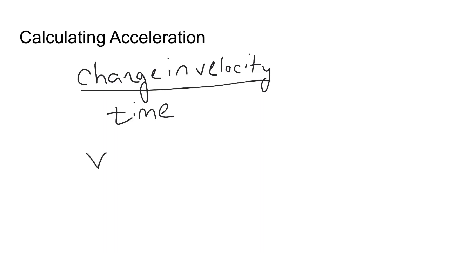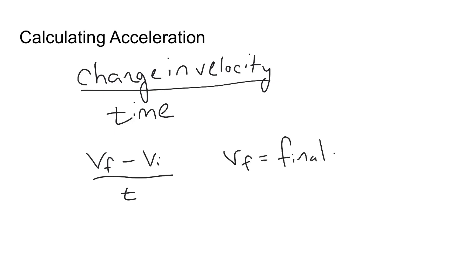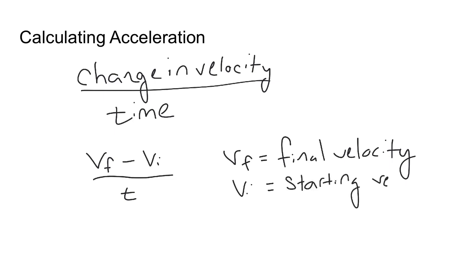And so one way that we do this is VF, which means velocity final, minus VI, which is velocity initial, divided by time. So the final velocity is whatever it ended up at after it changed. We have the initial velocity. You can think of this as like the starting velocity. And then obviously the T is the time in which the change occurred.